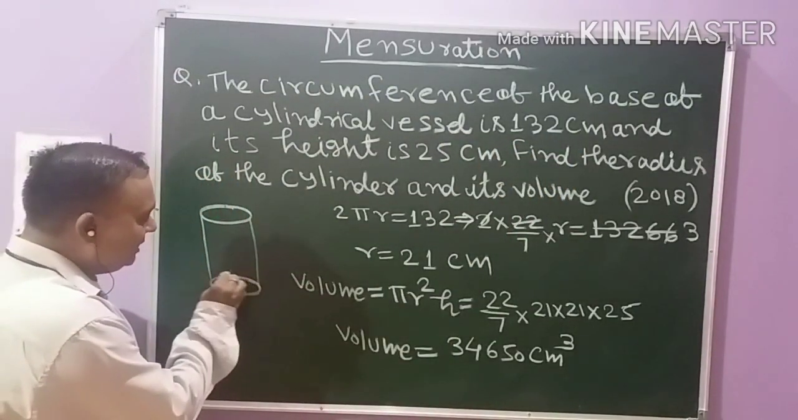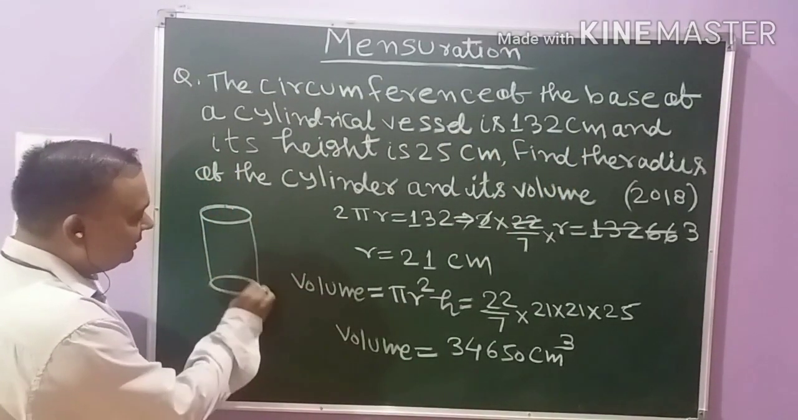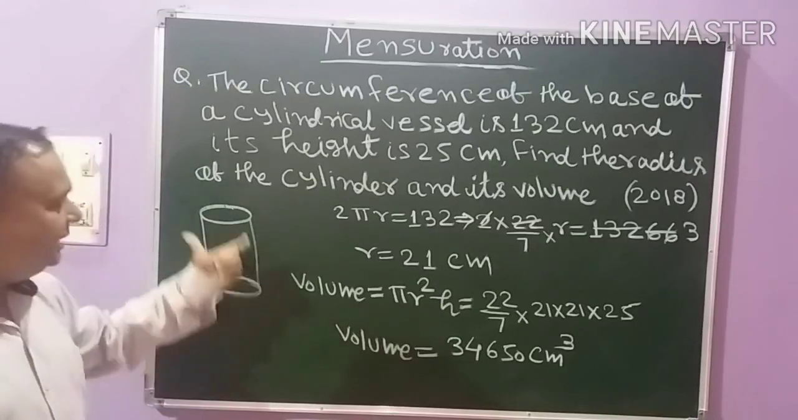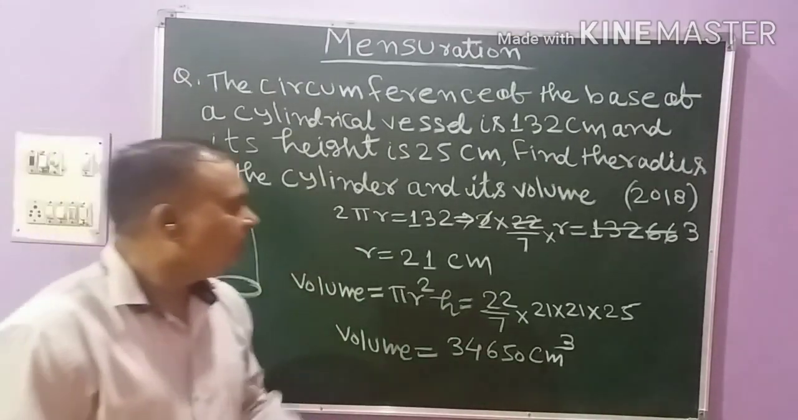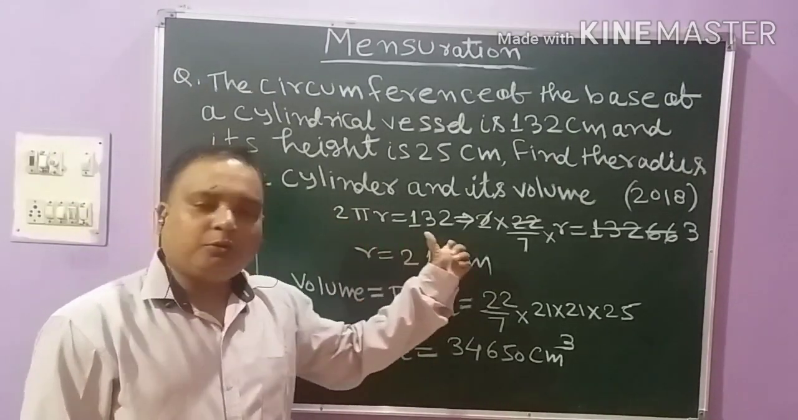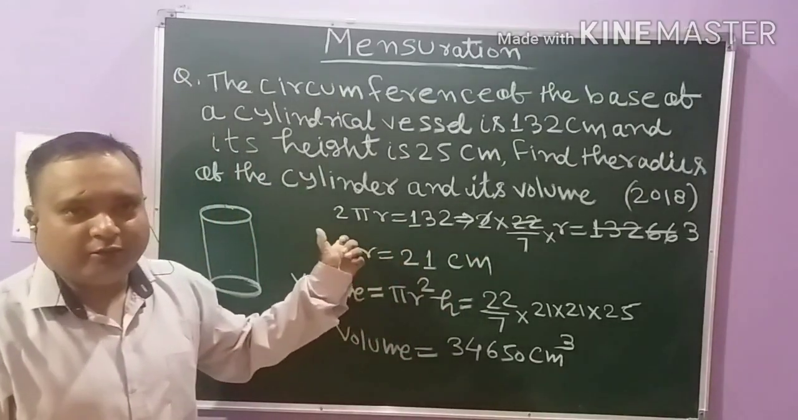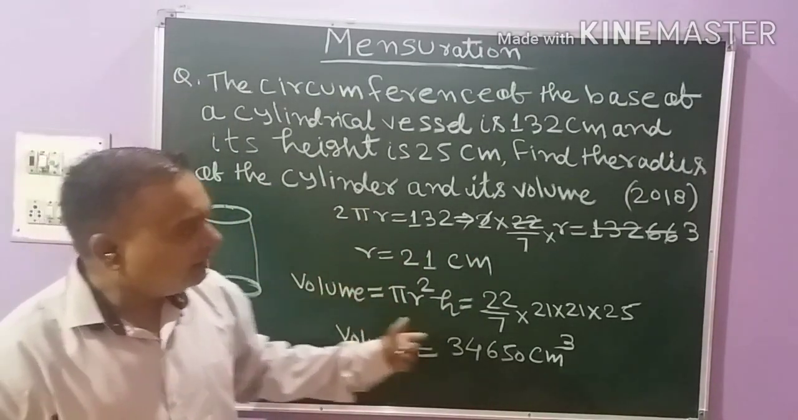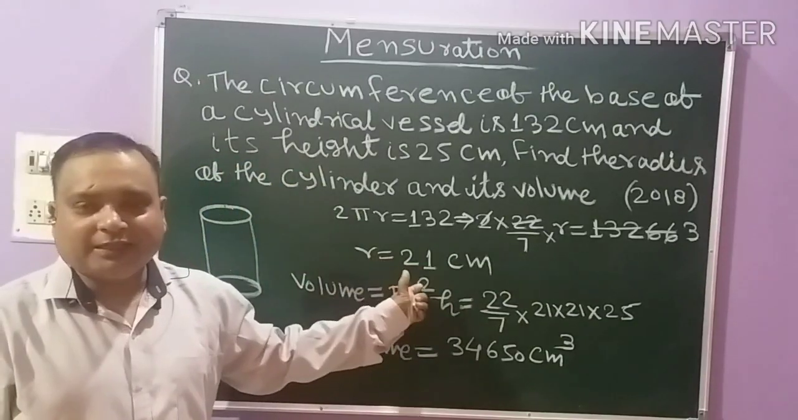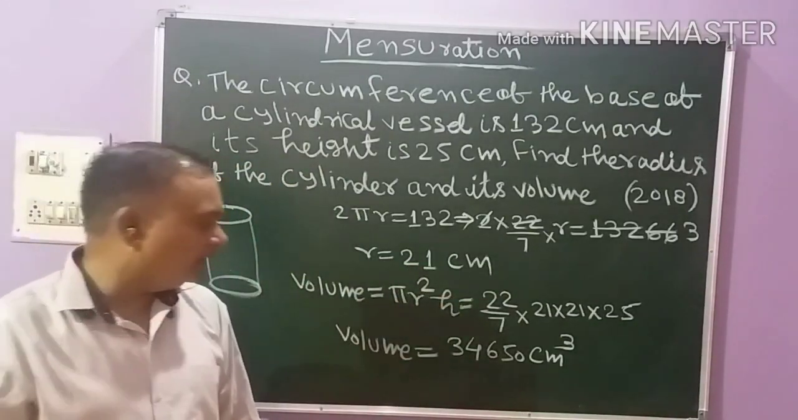Now it is the base of cylinder. It is the same as bottom and same as top. So 2 pi R equal to 132. Put the value of pi 22 by 7. Then the value of radius will be 21 centimeter.